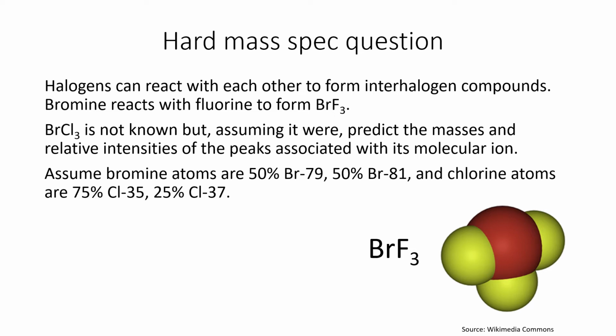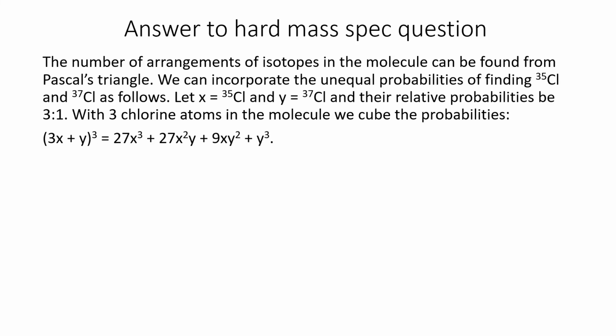So what would all the different isotopic ratios look like in BrCl3? Or to perhaps put it another way, what would a mass spectrum of BrCl3 look like? Right, well, let's have a look at the answer. And so we need to consider the bromine atoms and chlorine atoms separately, really.